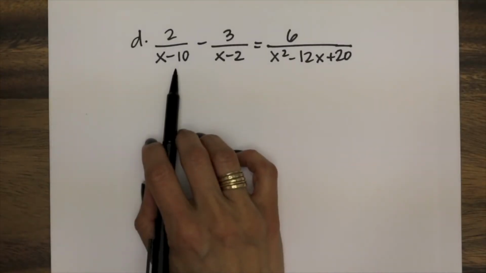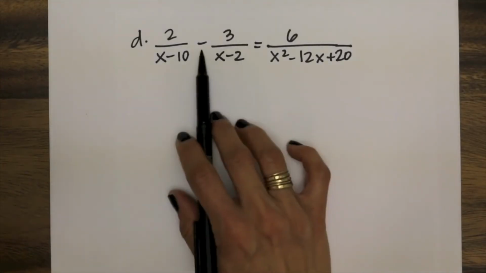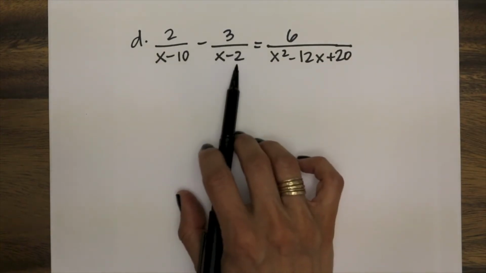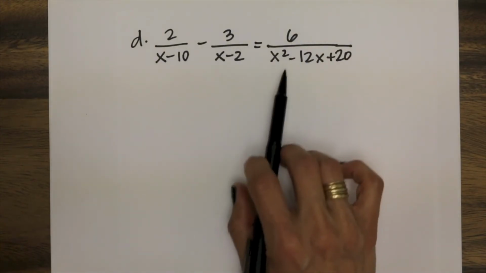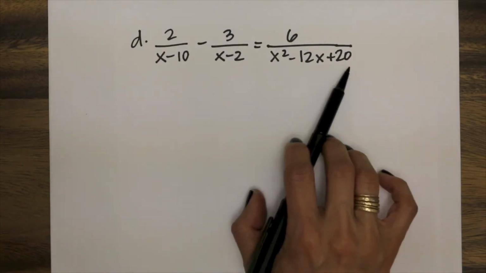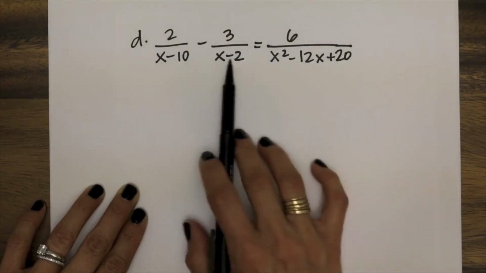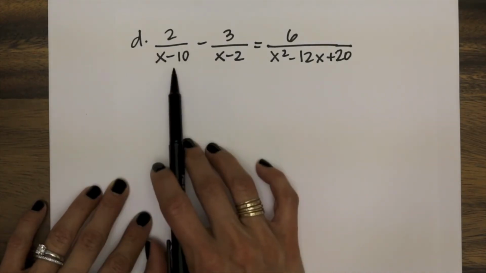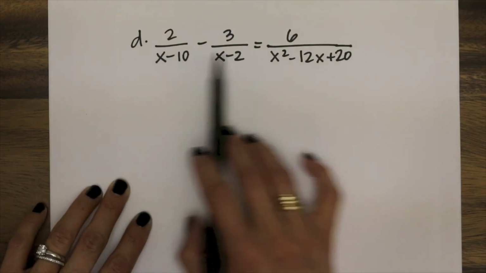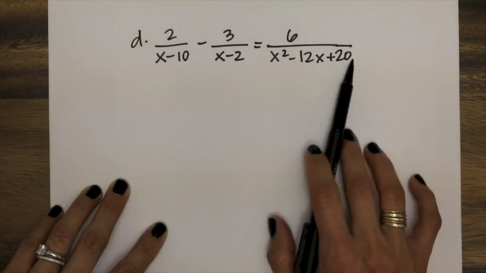This example says 2 divided by x minus 10, and then we're subtracting 3 over x minus 2. On the right side, you have 6 over x squared minus 12x plus 20. So again, to find the LCD, these denominators are already in binomial form, x minus 10, x minus 2, but over here we want to factor.